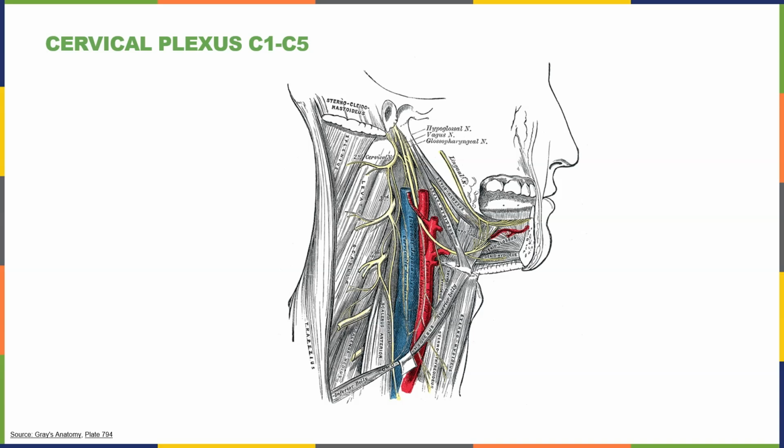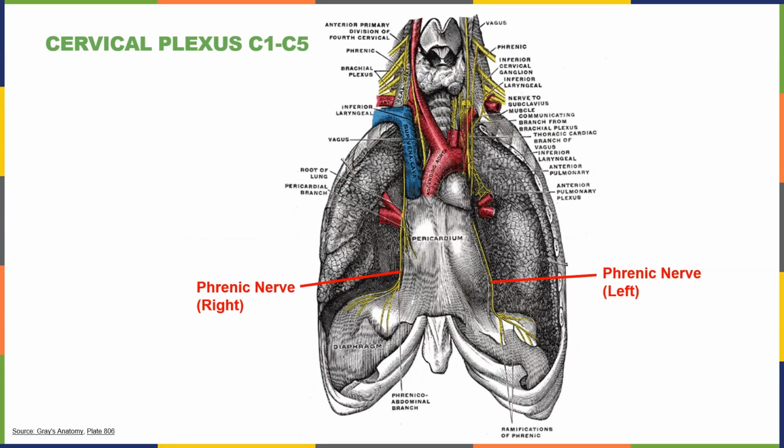Here we can see an illustration showing the cervical plexus, which arises from C1 through C5 and carries information to and from the neck and shoulders and the posterior regions of the face. This major nerve that extends out from the cervical plexus from C3 through C5 is the phrenic nerve. And the phrenic nerve excites contraction of the diaphragm. Here we can see the phrenic nerve extending down on the right and the left to innervate the diaphragm.